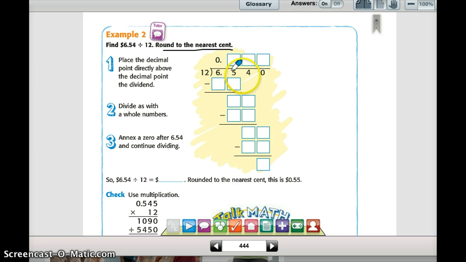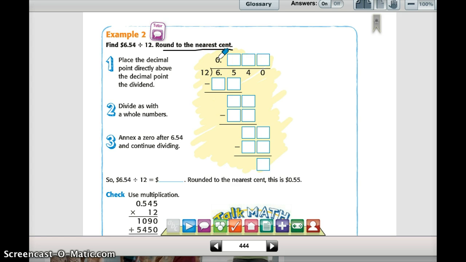So 6 and 54 hundredths divided by 12. And in this case, the first step is to put that decimal directly above the decimal point in the dividend. So kind of like we did with addition and subtraction, you place that decimal right above it, and you guys know that before there we put a 0. Because when we work this out, 12, does it go into 6? No, so it goes into it 0 times.